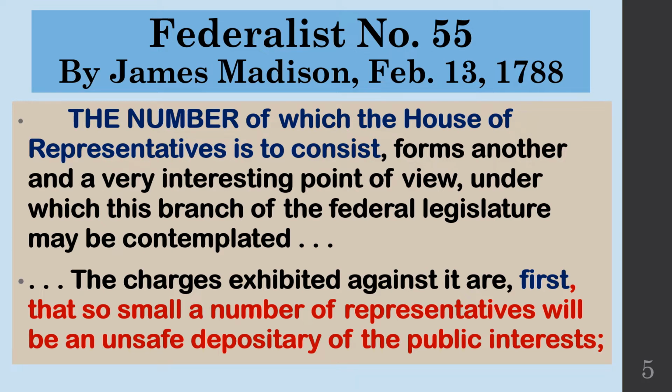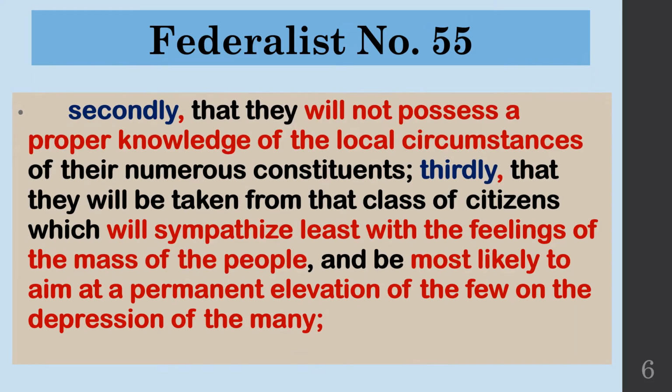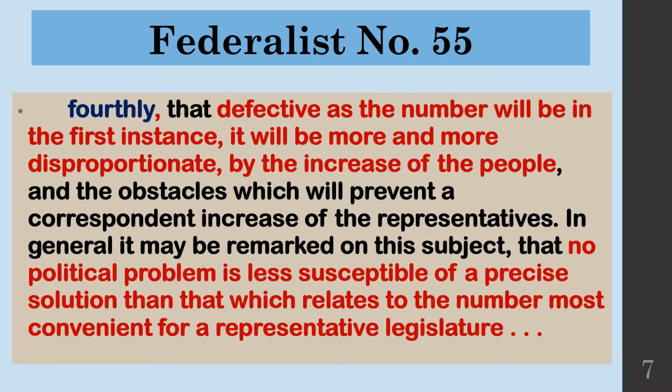And so in Federalist number 55, he takes on the charge, and he realizes that first, the charge is that there is such a small number of representatives that they will be an unsafe depository for the public interests. Secondly, that the representatives would not possess a proper knowledge of local circumstances of their own voters. Thirdly, that the representatives would be taken from the class of citizens that would sympathize least with the feelings of the mass of the people, and that they would be most likely basically to become corrupt with power. And the fourth part of the charge was that as defective as the number is already at the beginning, it's just going to get worse over the course of time as the population increases.